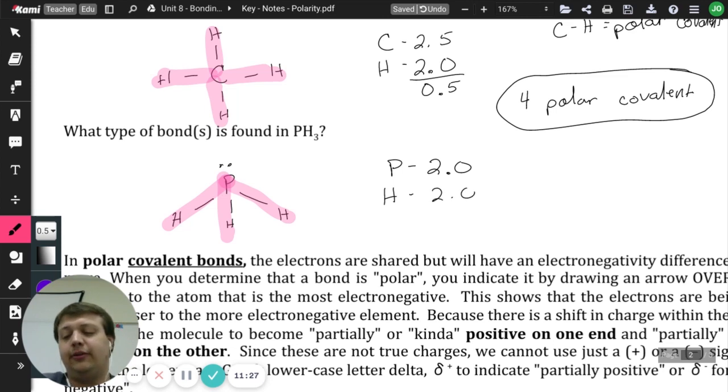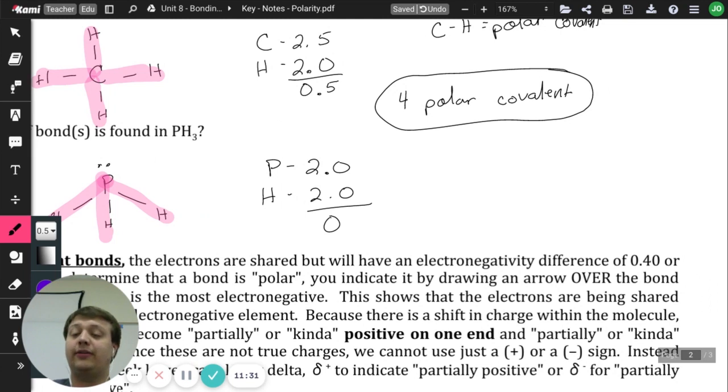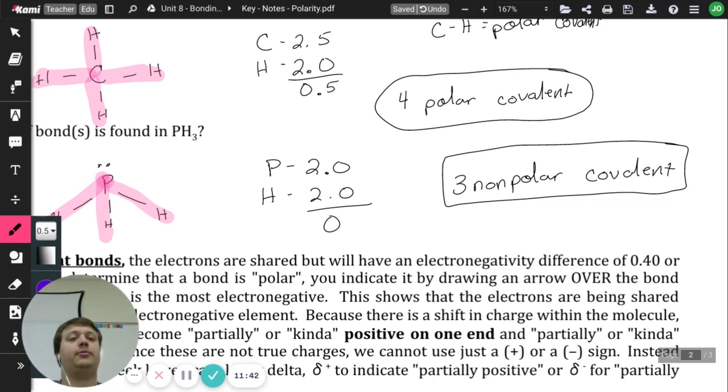Hydrogen is also about a 2.0. So my difference is 0. And so what that tells me is that I have 3 nonpolar covalent bonds. And that would be my answer there.